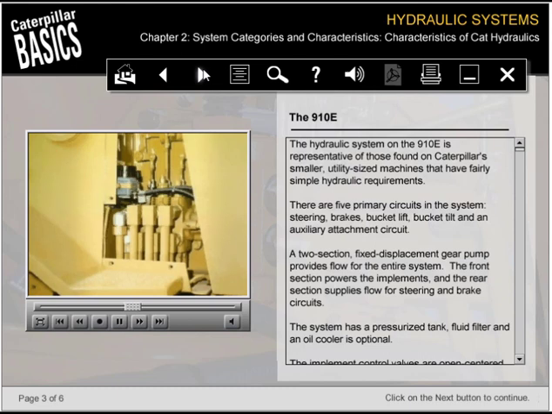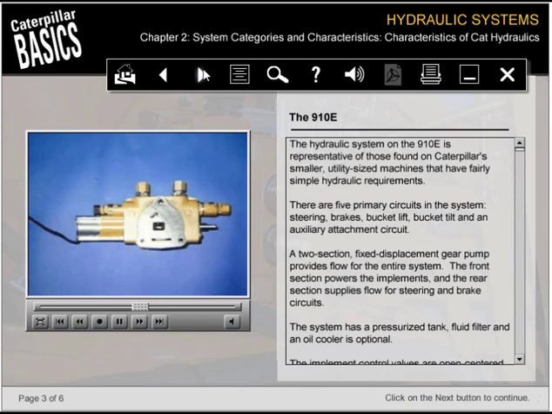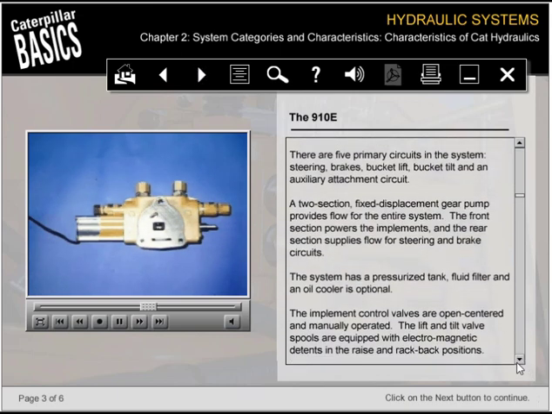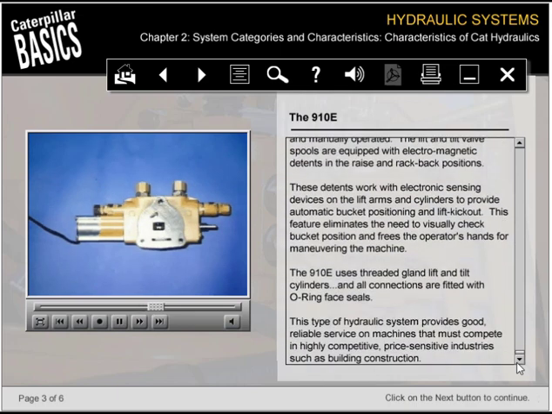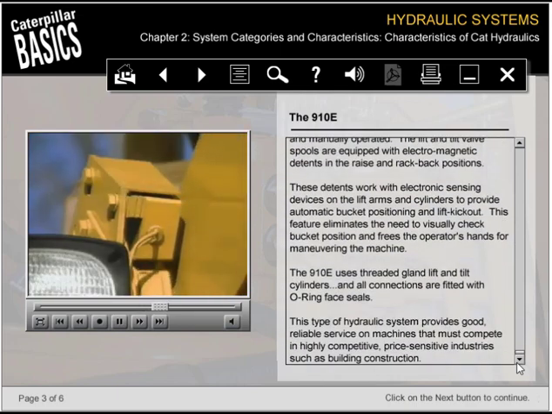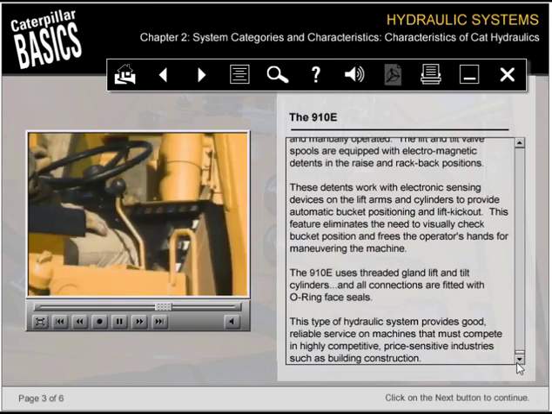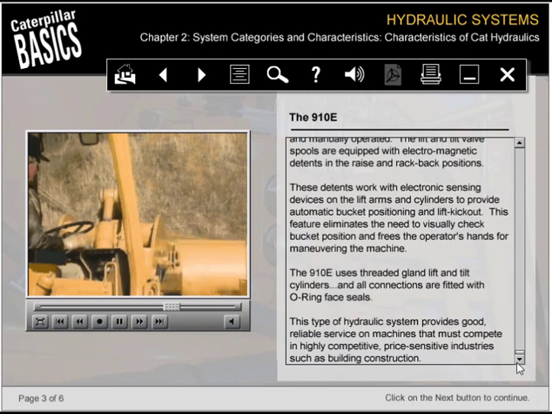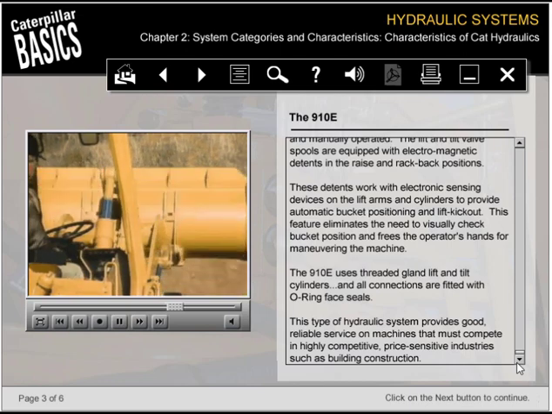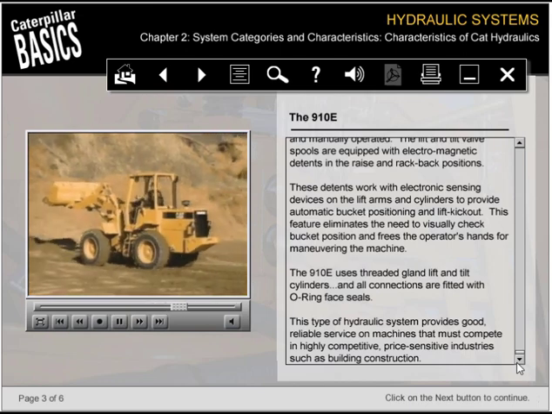The implement control valves are open-centered and manually operated. The lift and tilt valve spools are equipped with electromagnetic detents in the raise and rackback positions. These detents work with electronic sensing devices on the lift arms and cylinders to provide automatic bucket positioning and lift kick-out. This feature eliminates the need to visually check bucket position and frees the operator's hands for maneuvering the machine.